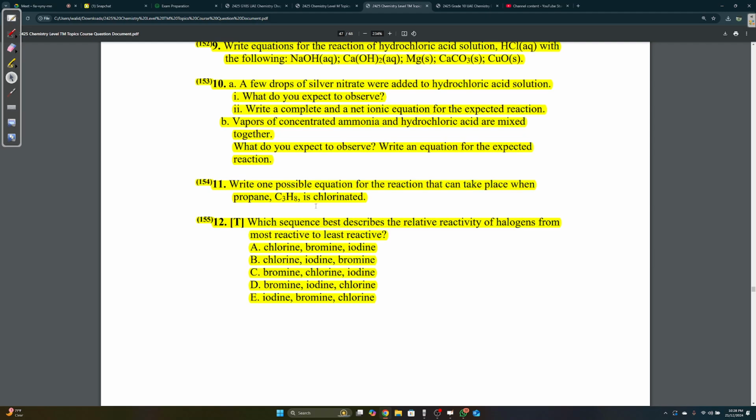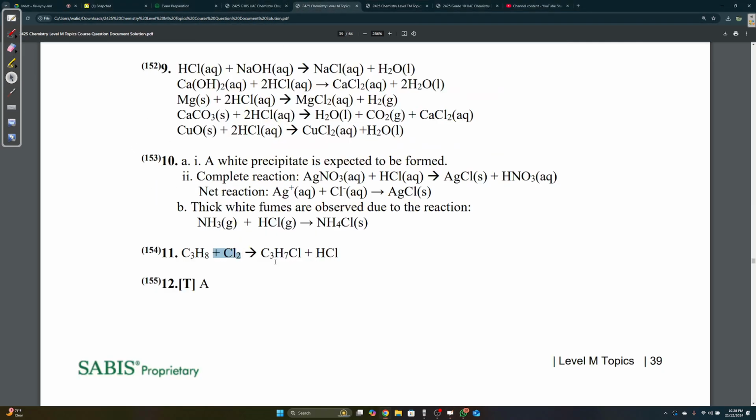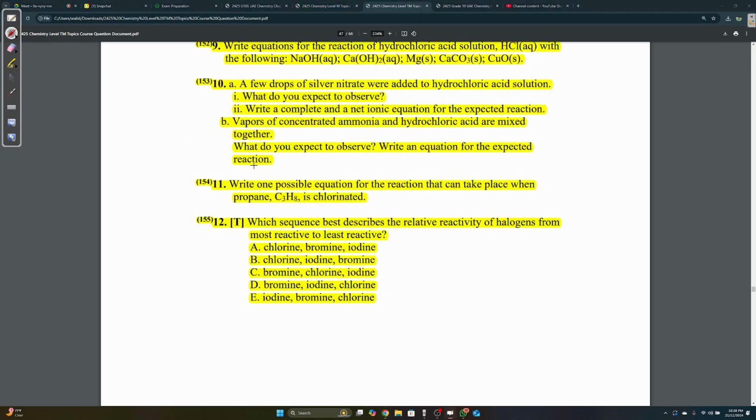The next one, write one possible equation for the reaction that can take place when propane is chlorinated. Again, it wasn't explained to you in class, but apparently chlorination is when you add chlorine gas and it donates a chlorine and in turn takes a hydrogen. So that's what chlorination is. So here you have C3H8. Questions 9, 10, 11, I doubt they're going to come, but you should know that, because they're in the material. Plus Cl2.